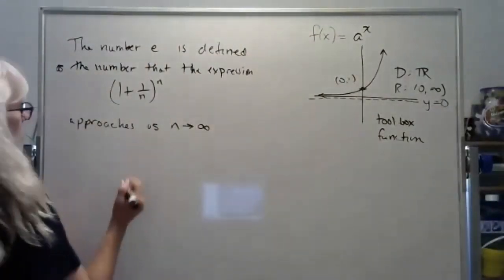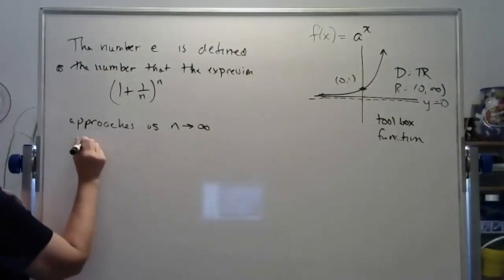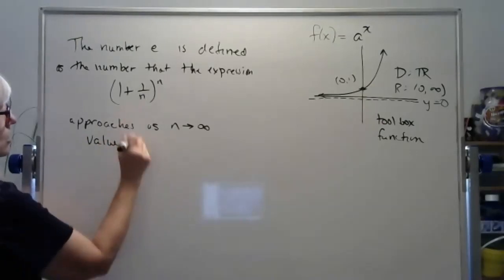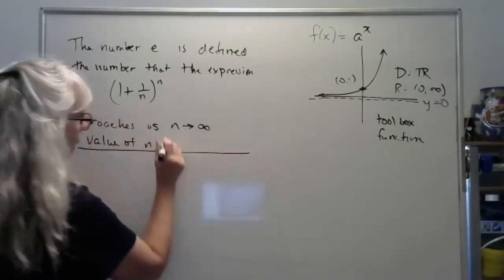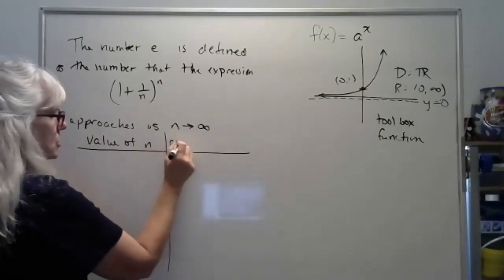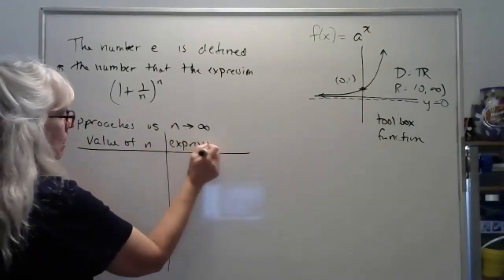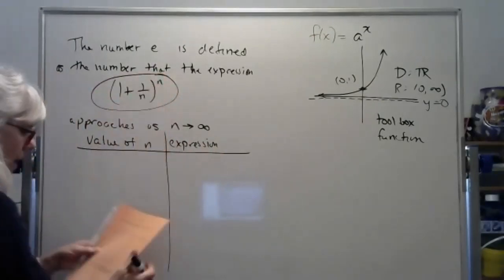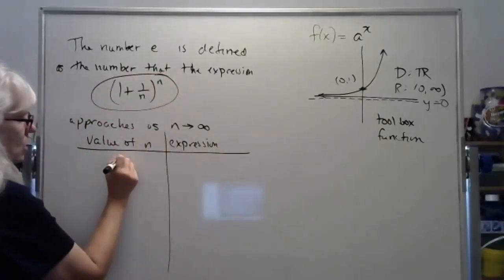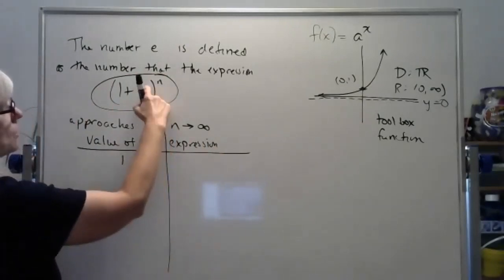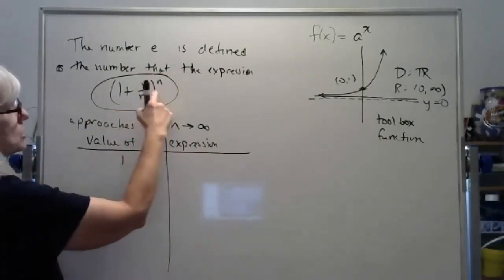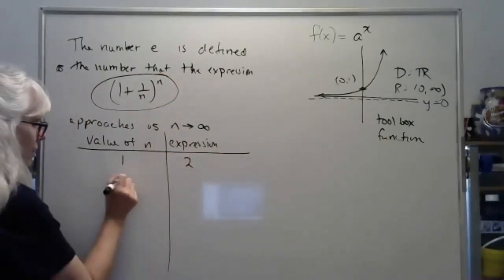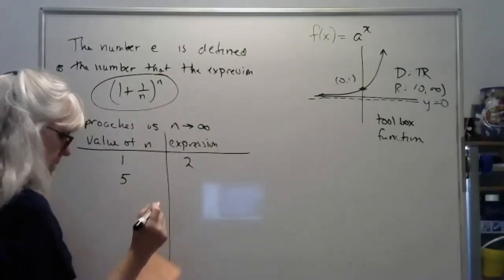And just to help us out a little bit with this, if we build a table, and we're not going to do a lot of this, but you can do this on your calculator. So the value of n, and then that expression approaches. So when I talk about the expression, I mean this 1 plus 1 over n to the nth power. So if you let n equal 1, then that's easy to do. You'd have 1 over 1, which is 1. 1 plus 1 is 2. 2 to the first power is 2. So not very exciting.